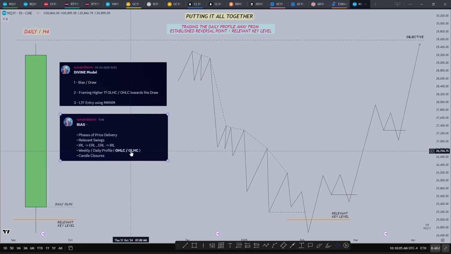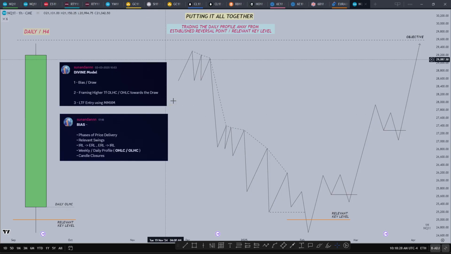And OLHC, I view it a bit differently than most people do, but that is how it makes sense to me. And candle closure is more related to OHLC, OLHC. Maybe I am forgetting one or two things, but mainly these things I use to frame bias, relevant swings and phases of price delivery around them.